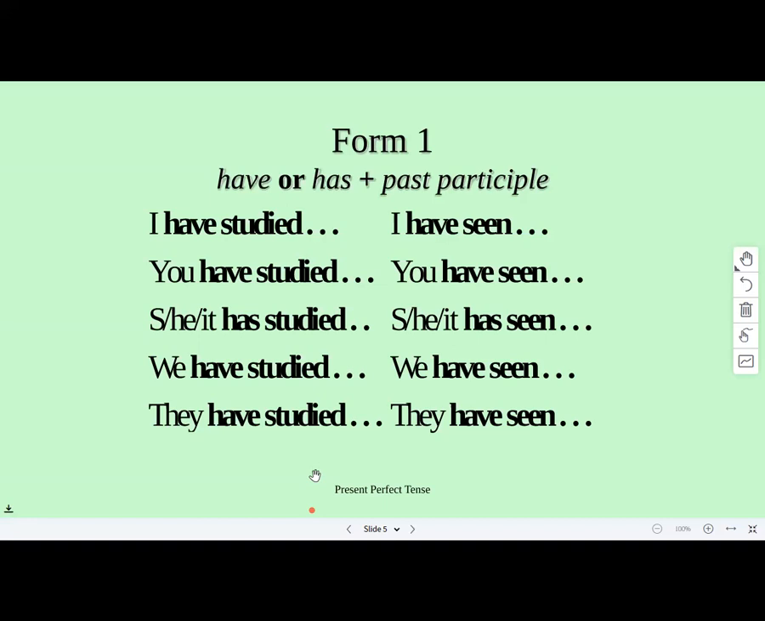However, with singular pronouns, you use has. For example, she has it, she has studied, he has seen, and so on. Right now, I will take you to your book. Let's have a look at what kind of examples are given there. This was only to make you familiarized with the concept itself. I hope it's a bit clear. Now let's have a look at your book.